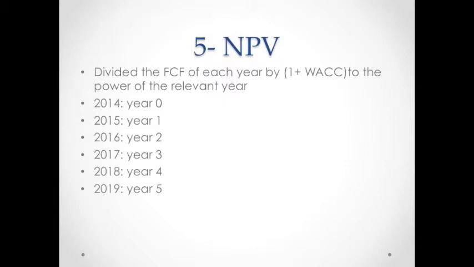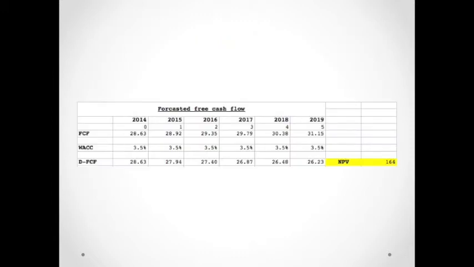So for example, if 2014 was the original year, it represents year 0. So the division by 1 plus the WACC to the power of the year 2014 would be 0. And the same applies for all the next years. As you can see on the screen, each year is relevant to a number. And on the next slide, you will see the projection from Excel.